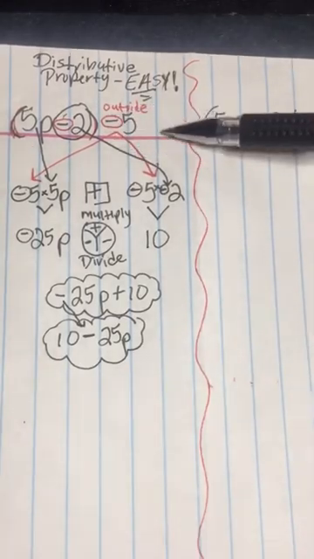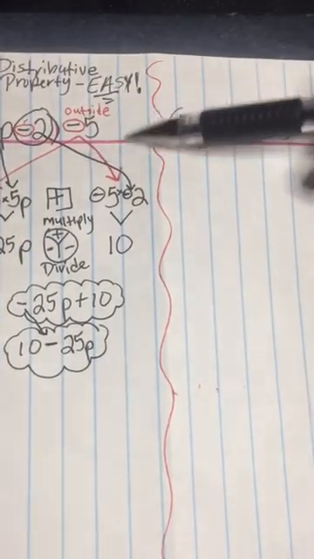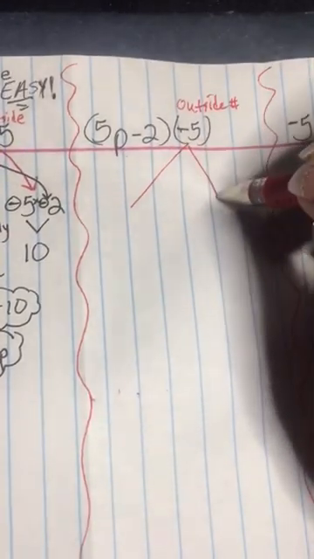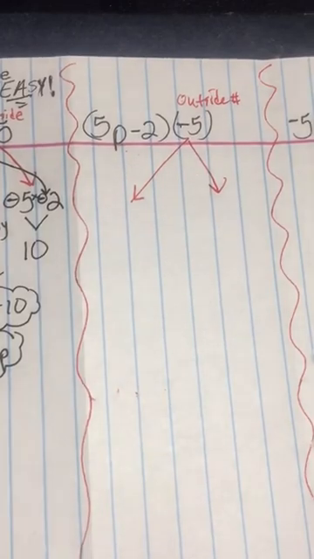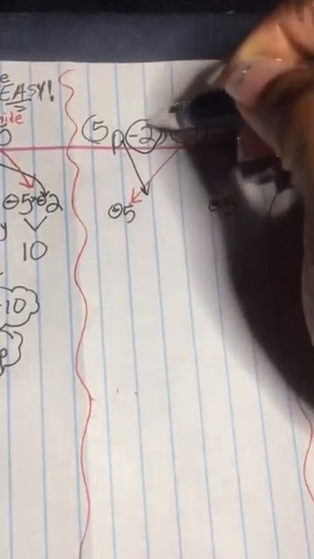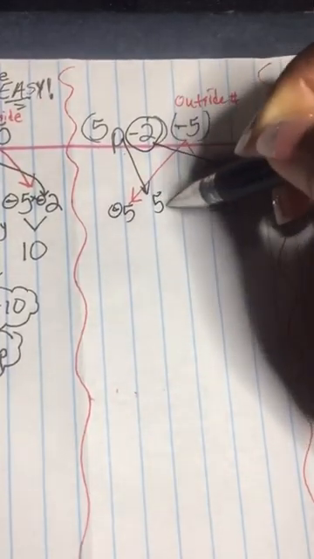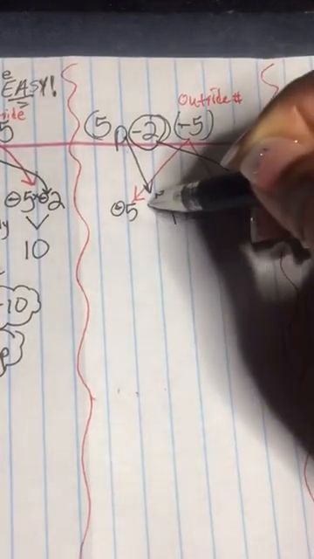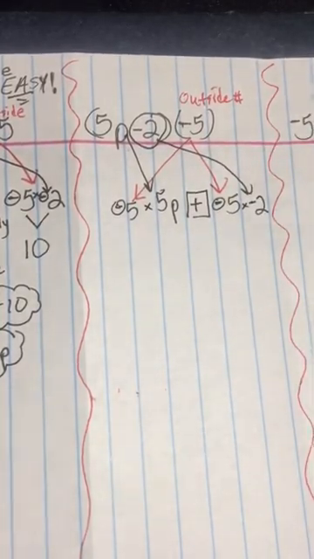Don't let this fool you. Here we had parentheses around the outside number. We didn't have parentheses. Here we do. This is still your outside number. You're still going to draw a V from this outside number and write it twice. -5 here, -5 here. 5p here, -2 here. So I place my 5p here, place my -2 here, put your addition sign in the middle, your two subtraction signs at the end, and ta-da!